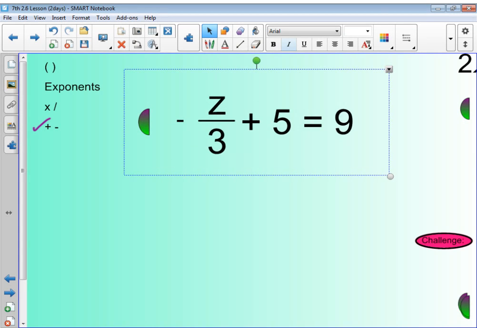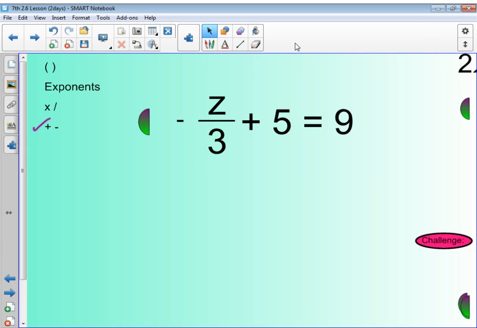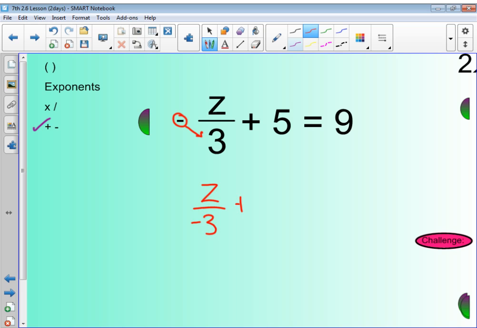Before I get you started on this one, here's what I want you to understand. This negative that's sitting out in the front has to either go with the z or the 3. I always just apply it with the 3, because otherwise it's an extra step later if I put it with the z. So instead of looking at it as negative z over 3, I looked at it like this: z divided by negative 3 plus 5 equals 9. Now go ahead and work your way through this process. Remember that negative has to stick with the 3 when you move it. Pause your video and work your way through this equation.